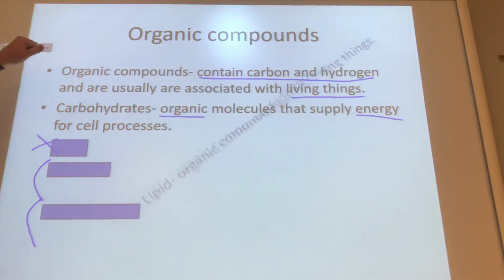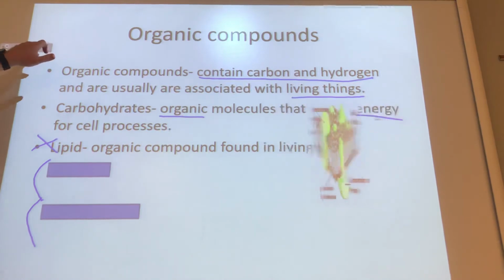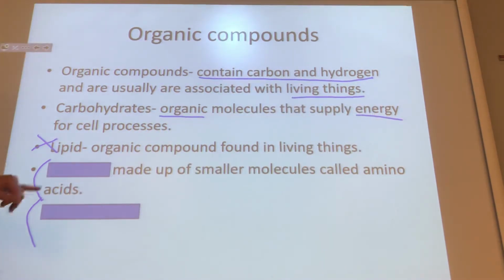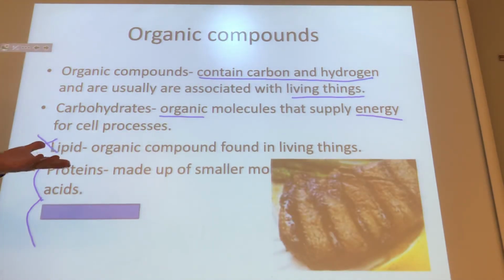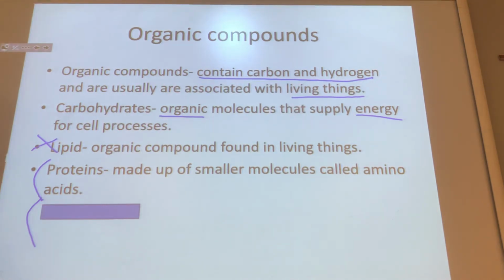All right. We won't worry about writing lipids because the group that made this didn't make it correctly. All right. Proteins are made up of smaller molecules called amino acids, and they're what make up steaks. Okay? Proteins help you build your muscle and other things like that. That's what amino acids do.